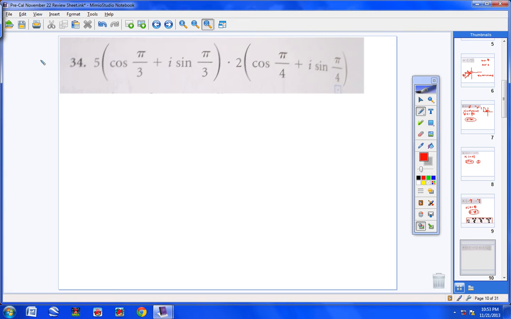Okay? All right, we're going to multiply these two together, and it says to multiply them and leave your answer in trig form. So we're just going to multiply and leave it in trig form. Here we go. So we multiply the hypotenuses. 5 times 2 is 10. And we add the angles. That's what you do when you're multiplying two numbers.